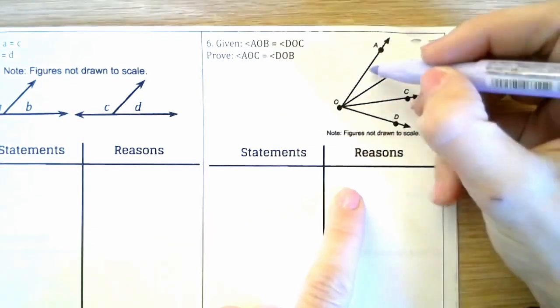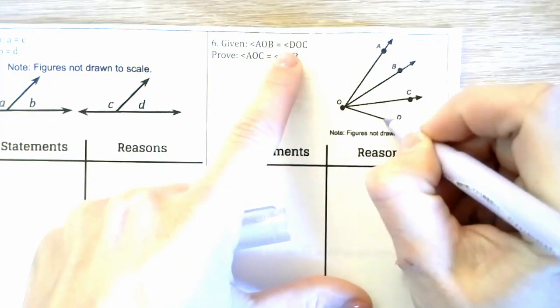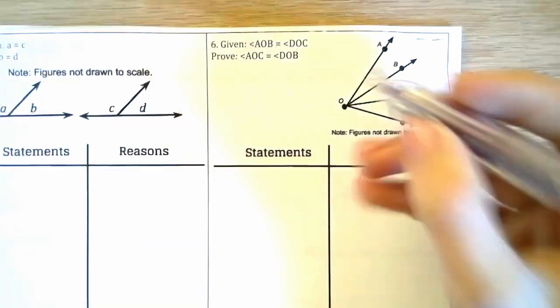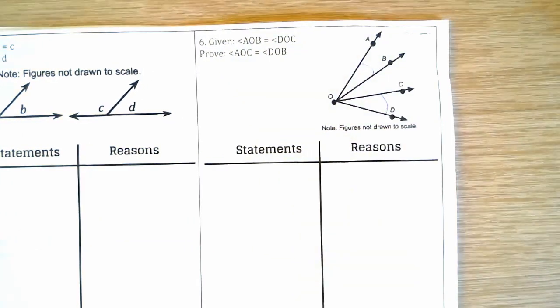Angle AOB, which is that angle right there, equals angle DOC. DOC is that angle right there. That's not showing up at all. All right, there and there. Sorry, I thought the highlighter would be better. Okay, those are equivalent to each other.